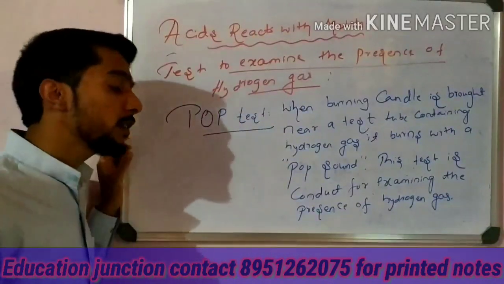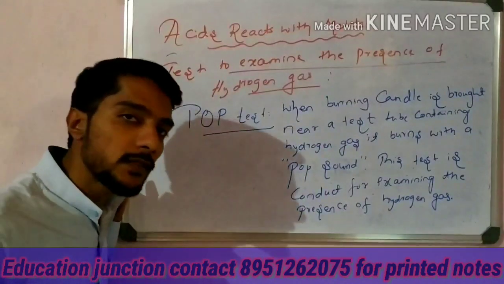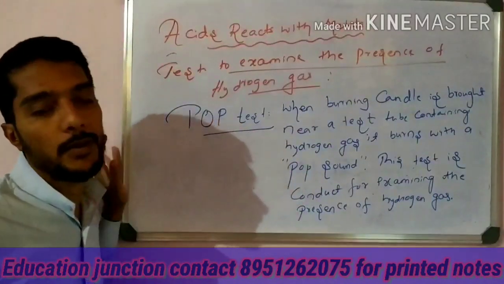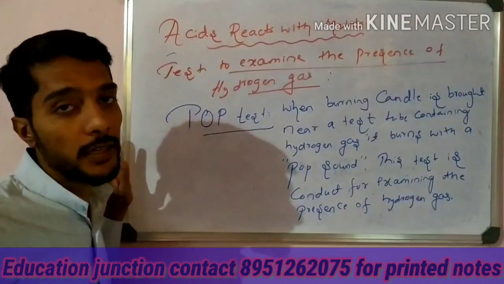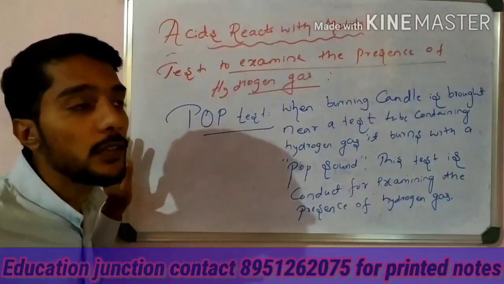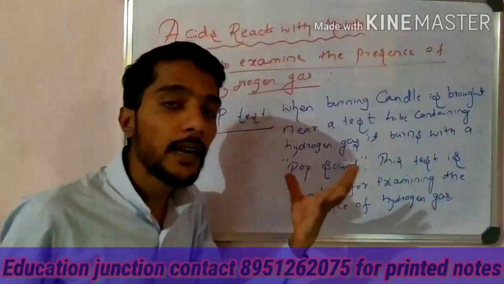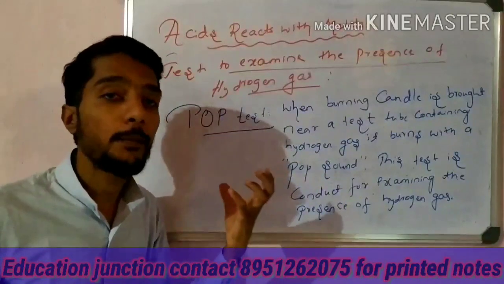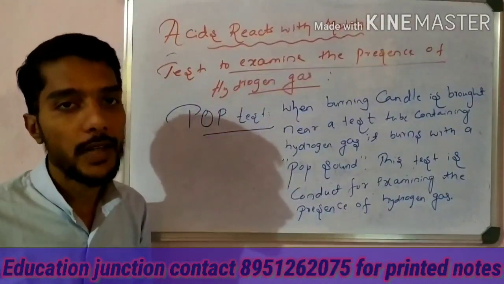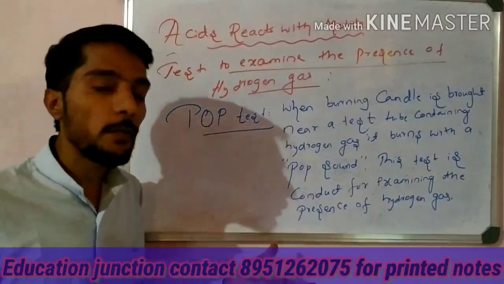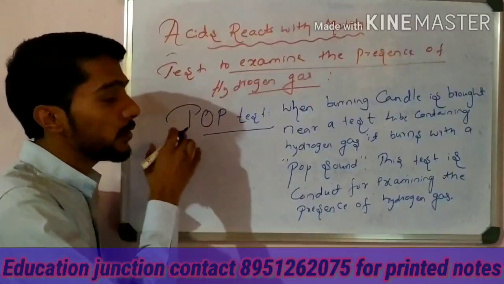So that is, students, a very simple concept about acids. When acid reacts with metal, these things happen: salt forms, and hydrogen gas is liberated. When that hydrogen gas comes near the candle, it burns with a pop sound, and that pop sound indicates the presence of hydrogen gas. So all these points are very important, you have to remember. Please stop my video and note down this pop test.